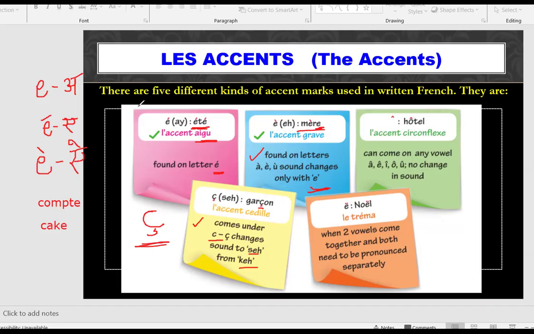Do you have any questions? Yes. The R in garçon, does the R come with a kh or just R? Oui, garçon. All right, thank you. Garçon.